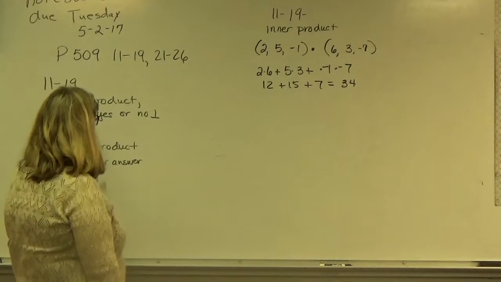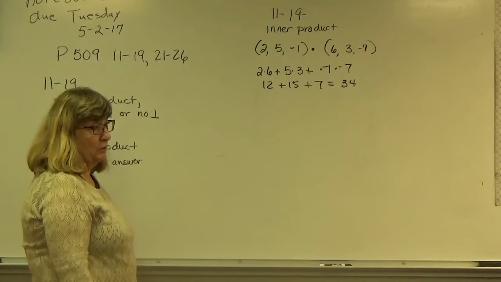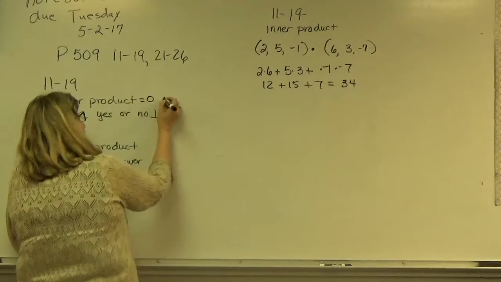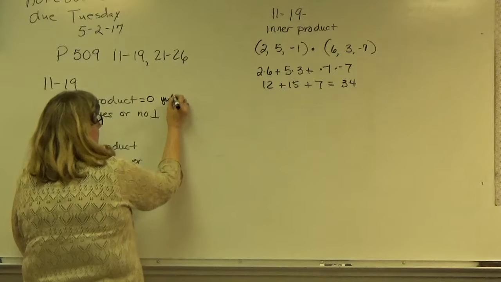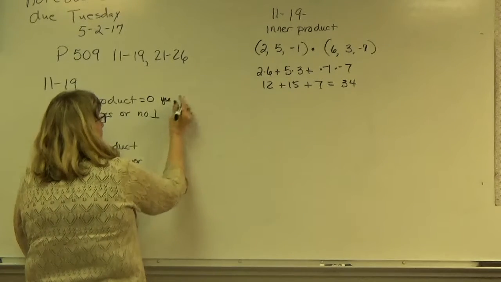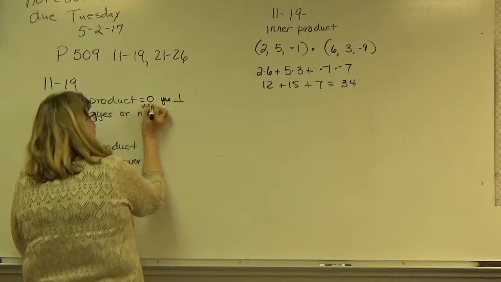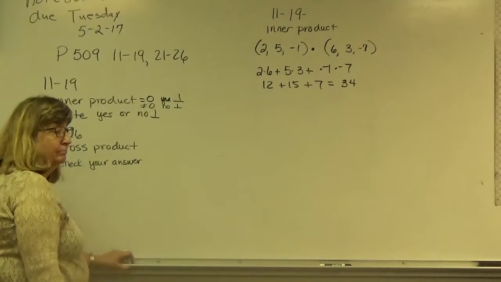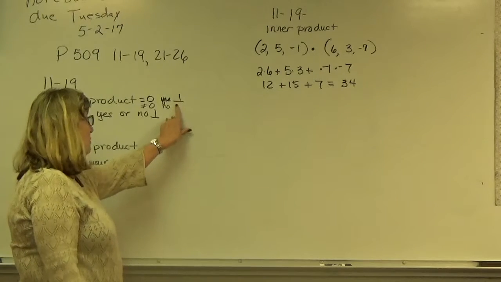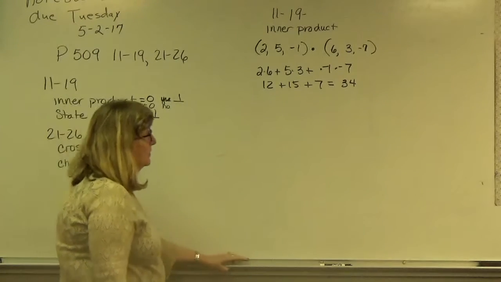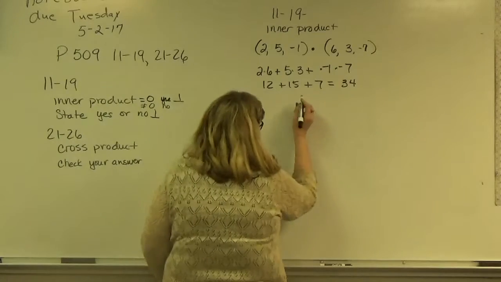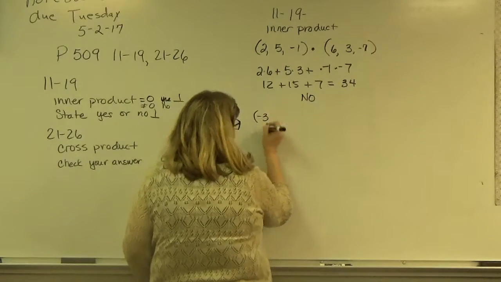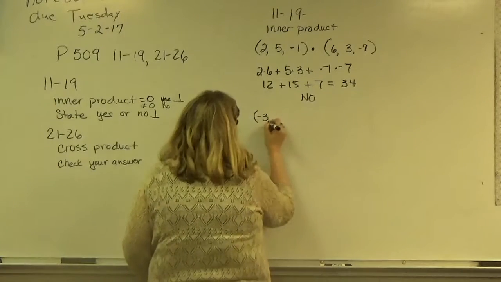Then the second thing you have to tell me is yes or no whether or not it's perpendicular. If it equals 0, then yes, it's perpendicular. If it ends up anything other than 0, the answer is no, it's not perpendicular. So on this one, is that equal to 0? No. So you just say no. If it's equal to 0, then yes. Okay, that's it. Super simple.